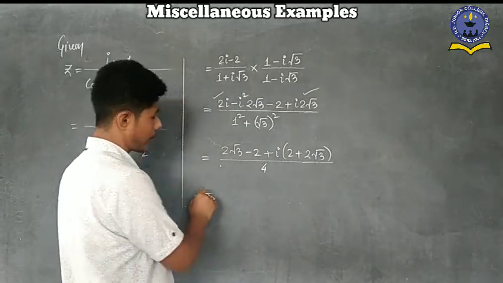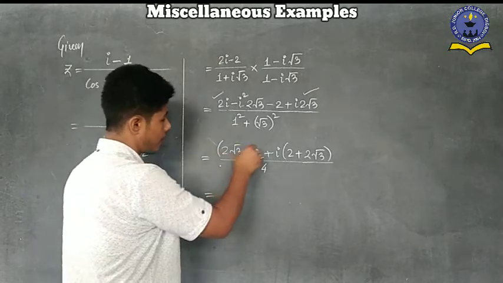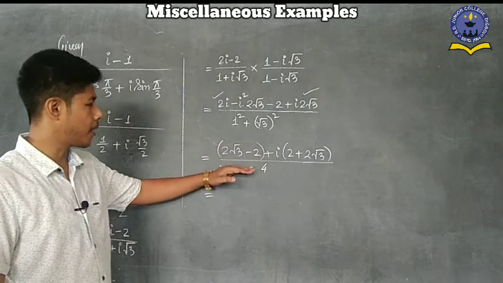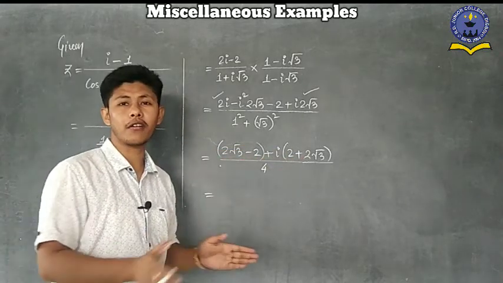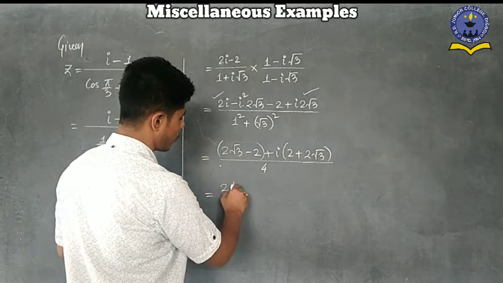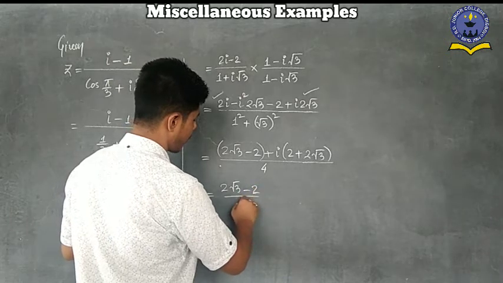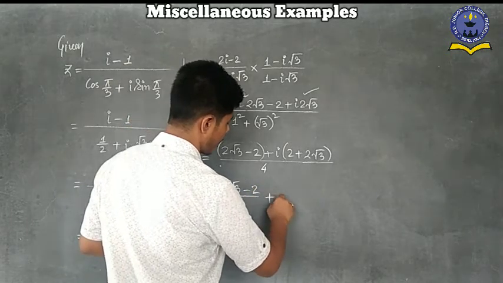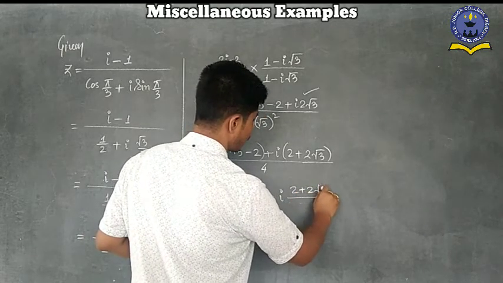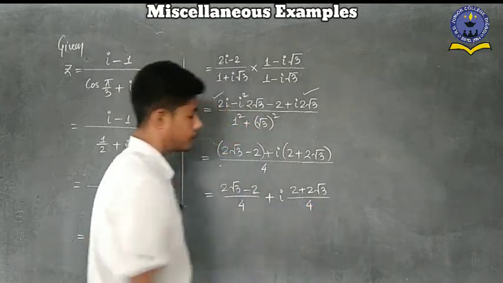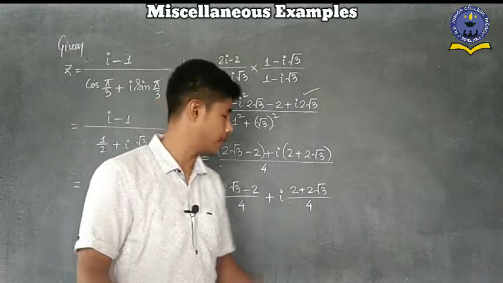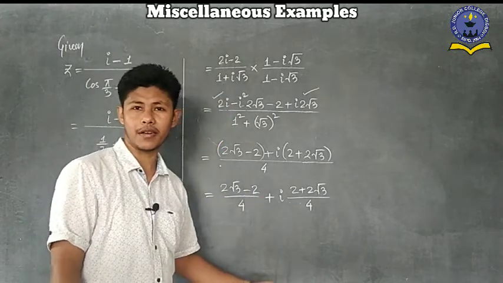Okay. Now here you see, after calculating, this one is the real part, and this one is the imaginary part. So real part, imaginary part, easily we can convert this one into a plus ib form. So what you have to write: 2 root 3 minus 2 divided by 4, plus i times, what you have to write here, 2 plus 2 root 3 divided by 4. This real part and imaginary part we have to separate into two parts, a plus ib form. Is it clear?